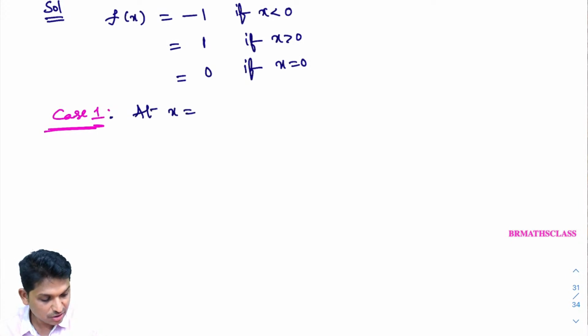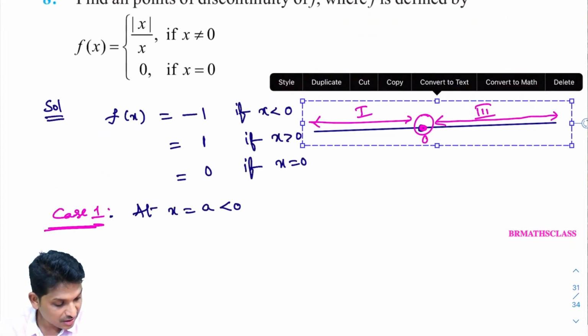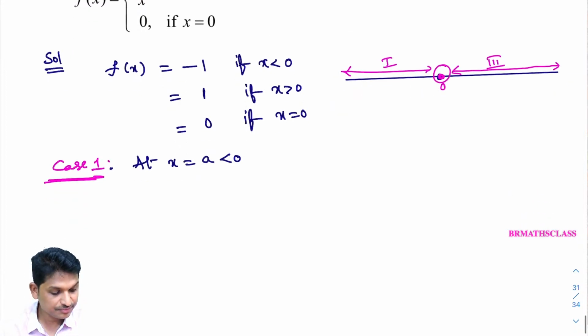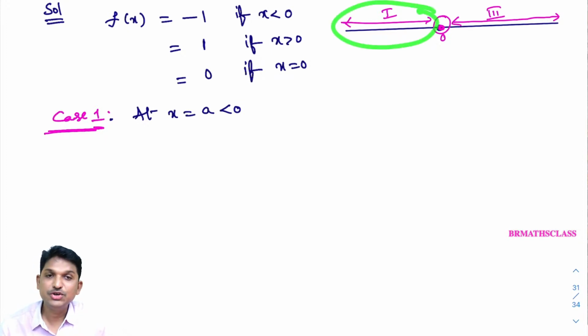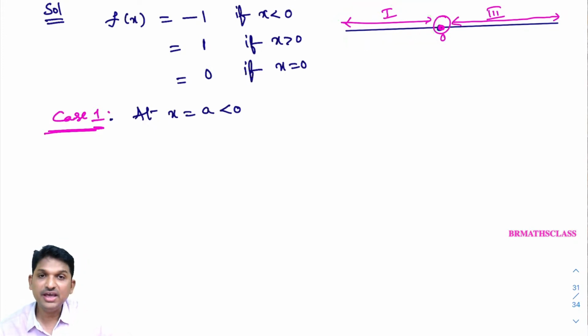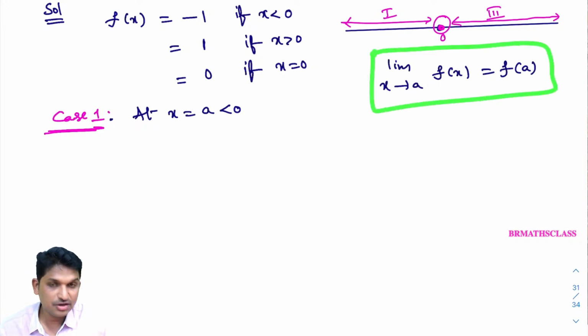What is case 1? At x equal to a. What is the value of a here? A is less than 0. I am checking continuity in this zone. X equal to a is less than 0. What is the hero of this story? Limit x approaches a, f of x equals f of a. Then we say that this function is continuous at x equal to a.